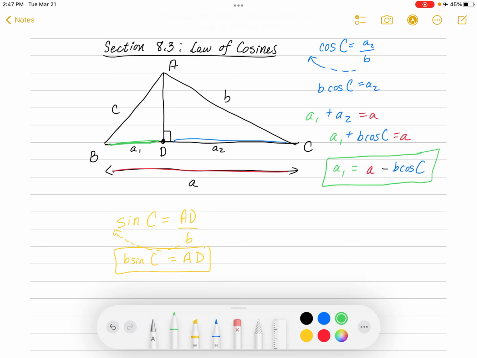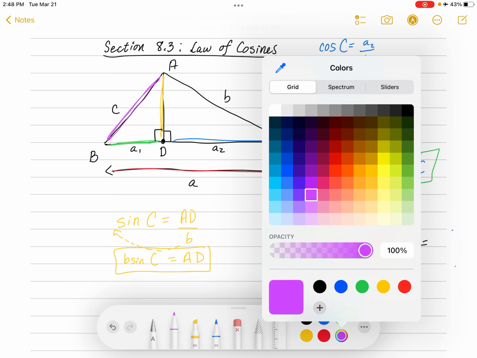Now, let's focus on the relationship between A1, AD, and little c. That's a 90-degree triangle right there. You have a little 90-degree corner. It's a right triangle, so you can do the Pythagorean theorem. We can say A1 squared plus AD squared equals C squared. Now let's keep in mind another name for A1 is A minus B cosine of C. We're squaring that. Plus, remember AD is B sine of C. Squaring that, and that's equal to C squared.